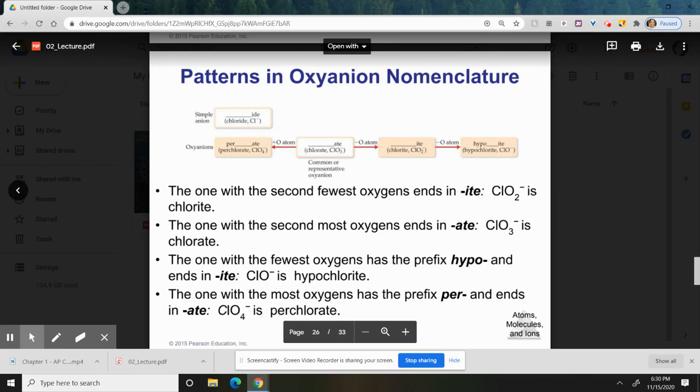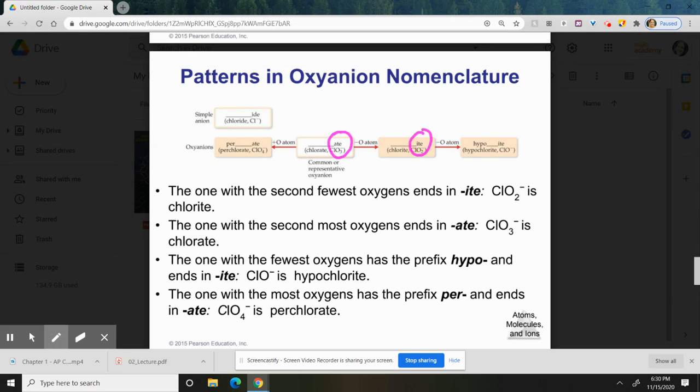Okay, so if we have more than 2 oxygens, we've got more ways to name them. So instead of just the ate and the ite, if you take even more oxygens away, you're going to add the prefix hypo. And if you're going to add even more, you're going to add the prefix per. So perchlorate, hypochlorite.